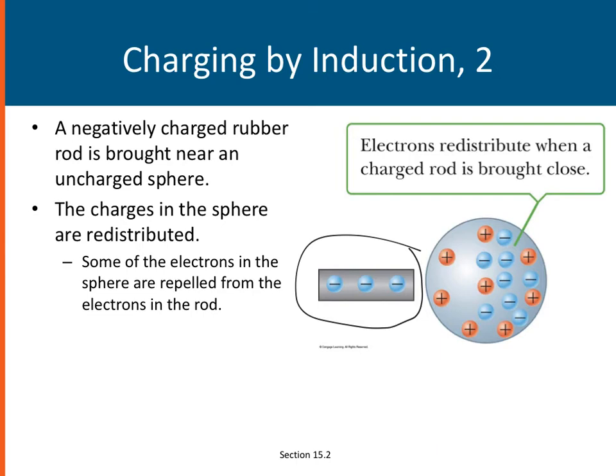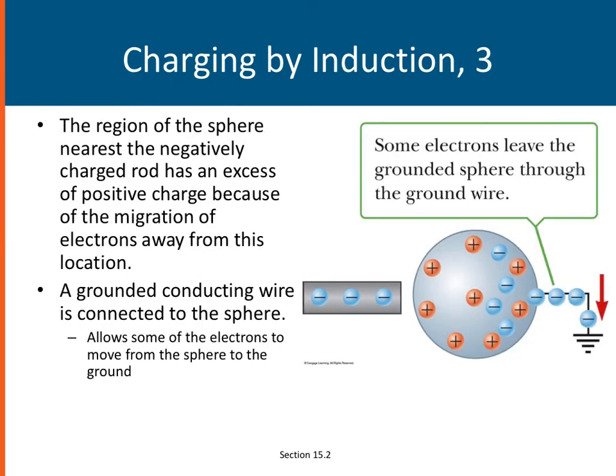The charges in the sphere, as soon as this rod is brought close to the sphere, will start to kind of move around. You'll see the negative ones start to go this way, away from the negatively charged rubber rod, because they are being repelled. And so the negative ones are just going to stick over there. And you'll notice that it doesn't show it in this picture, but the positive ones will start to move to the left. So now when we look at it, we have extra positive charges over here near this rod because the negative ones have scooted away and been repelled.